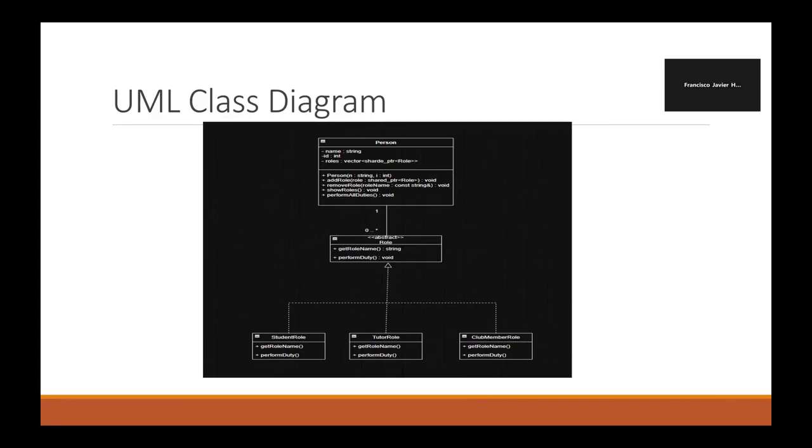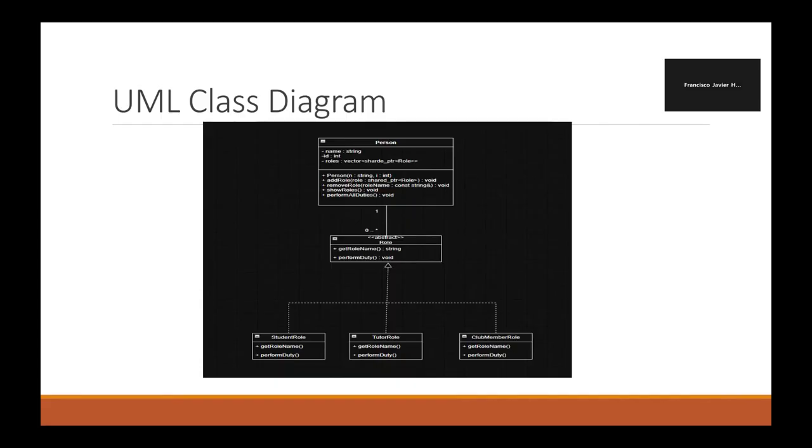Here's my UML class diagram. This UML diagram shows the structure of my implementation. The role class is an abstract class that defines common behavior. The student role, tutor role, and club member role inherit from role and implement specific behaviors, and the person class stores a collection of role objects. This allows one person to have multiple roles at the same time.